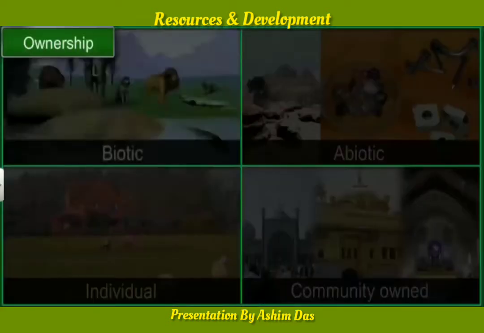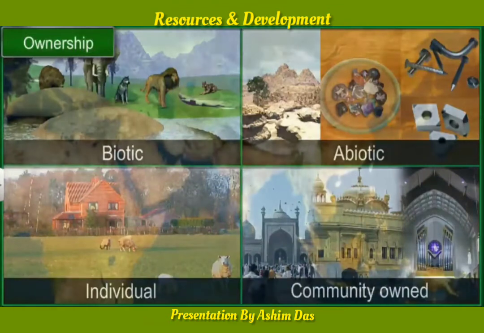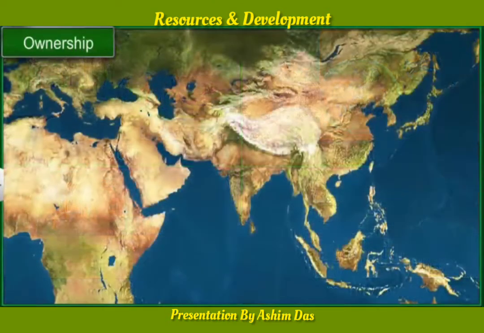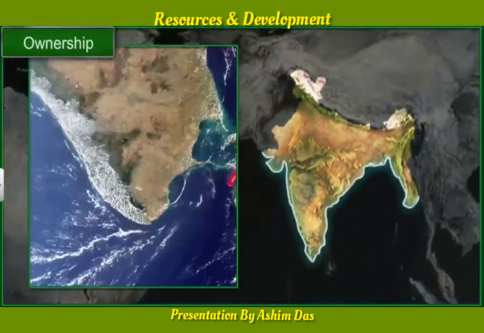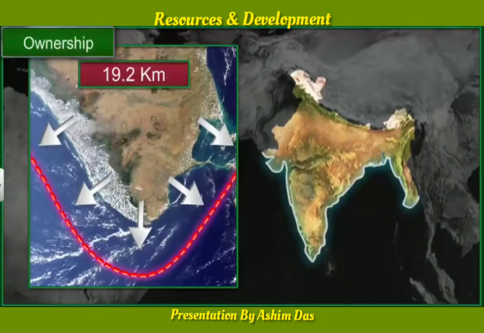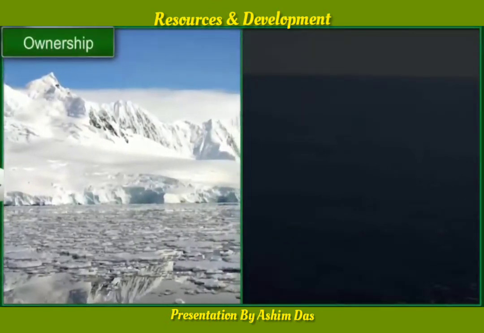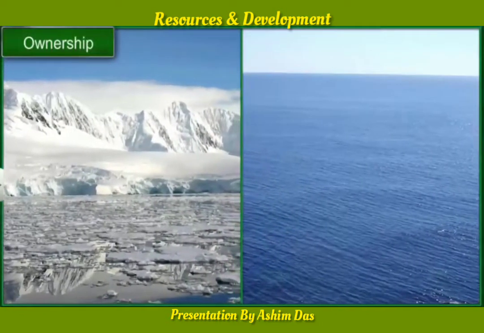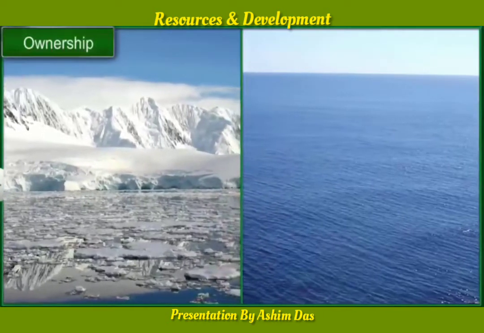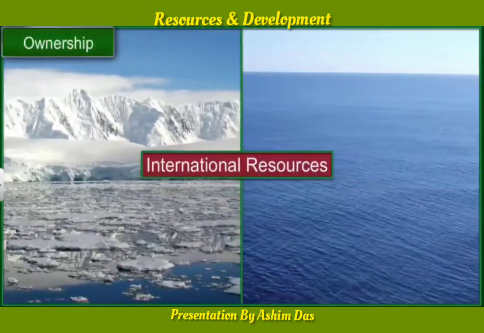All resources, whether biotic or abiotic, individual or community-owned, ultimately belong to the country. These include all the resources within the political boundaries of a country and till 19.2 kilometers into the sea from its coast. There are still some parts of land, like the icy continent Antarctica, and the vast stretches of oceans, which are not owned by any particular nation. Resources found in these parts of the world are called international resources and are managed by institutions related to the United Nations.